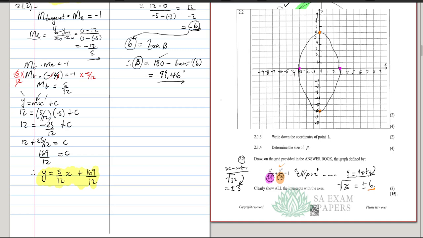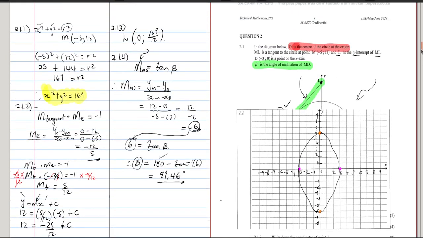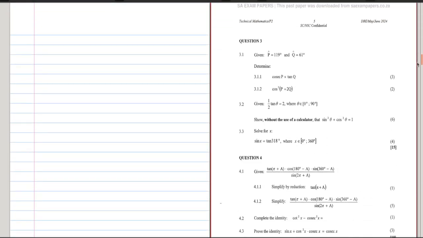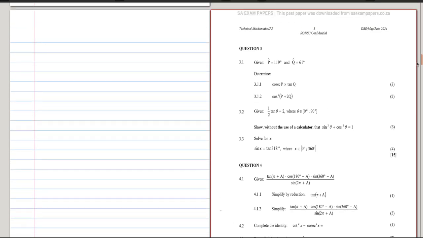Now that's 2.2 for question 2. That concludes question 2, and now we're going to jump to question 3, which is a trigonometry question.